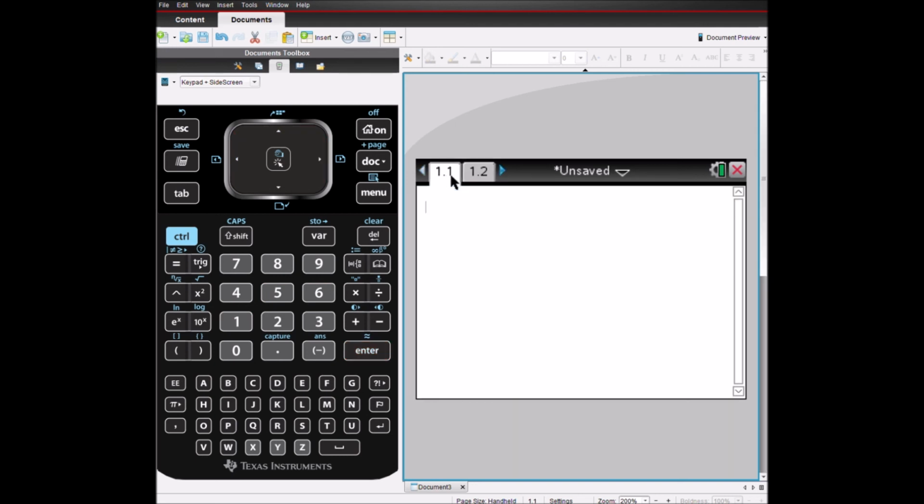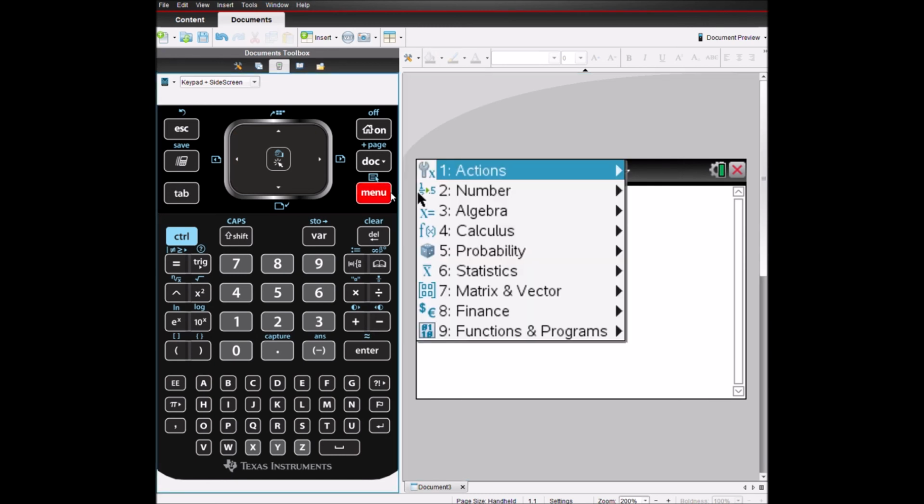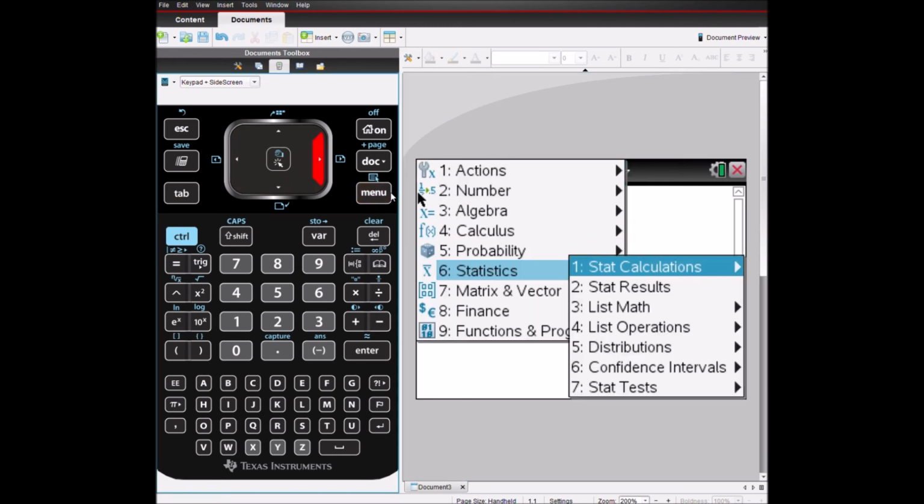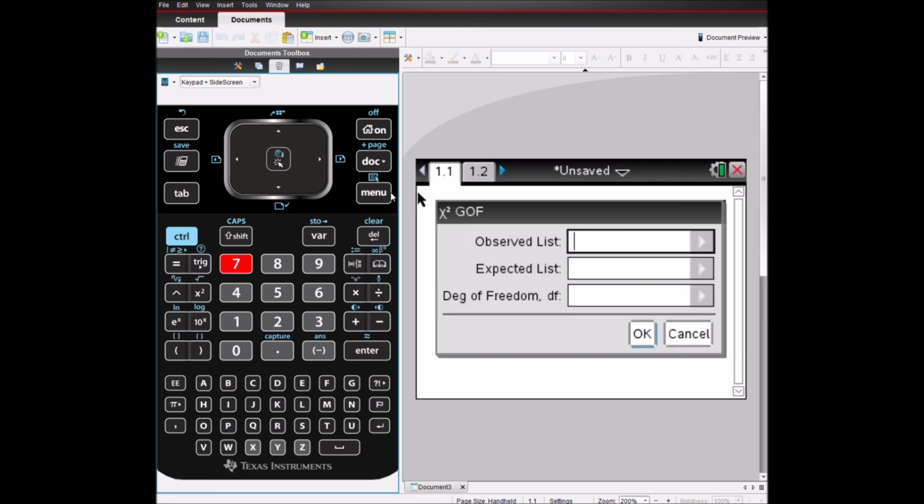So I'm going to go back to the calculator page, menu, statistics, number 7, 7 again, observed list, I called it OB, and then EX, and then degrees of freedom. I'm not really sure why they're asking for degrees of freedom. If I was a programmer, I would have programmed it to count the number of categories, but whatever. So degrees of freedom is 4. Press OK.